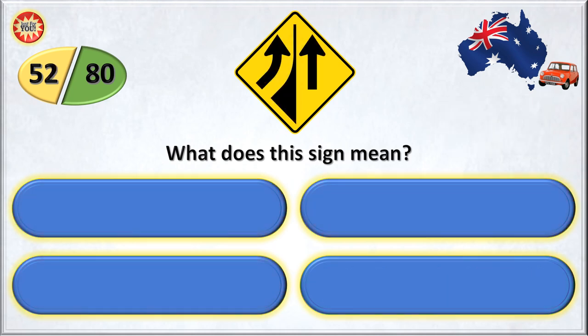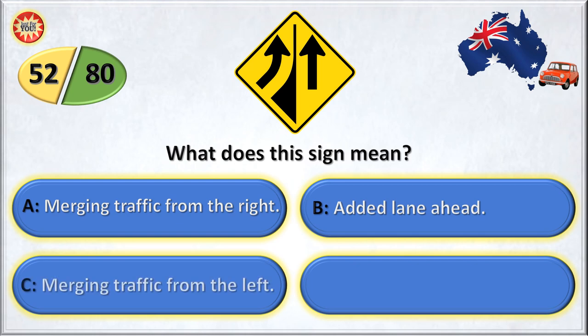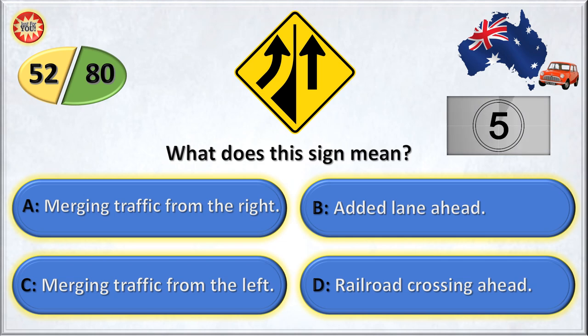What does this sign mean? Merging traffic from the right. Added lane ahead. Merging traffic from the left. Railroad crossing ahead. Added lane ahead.